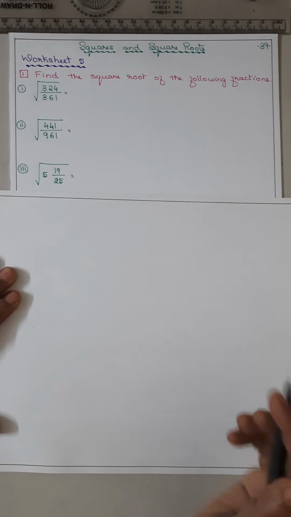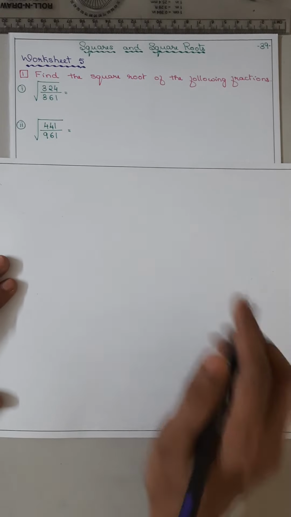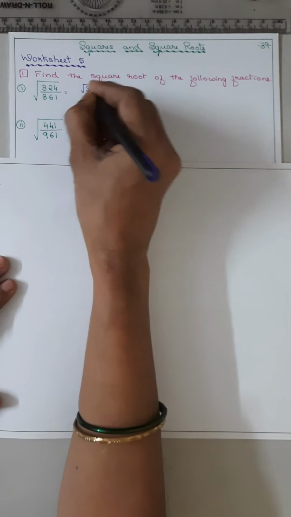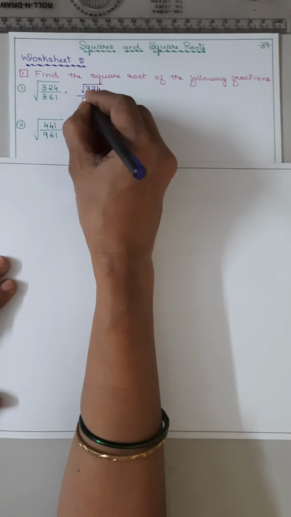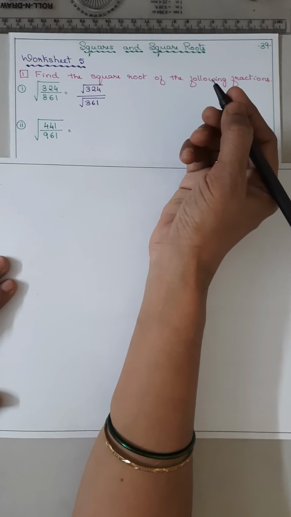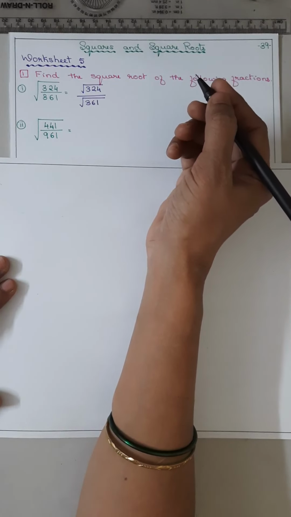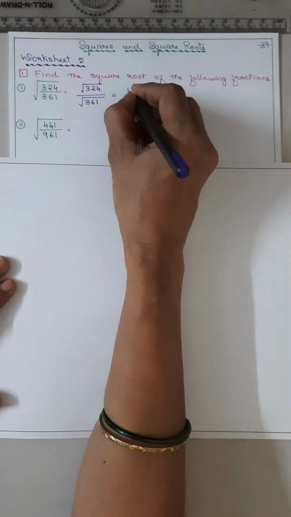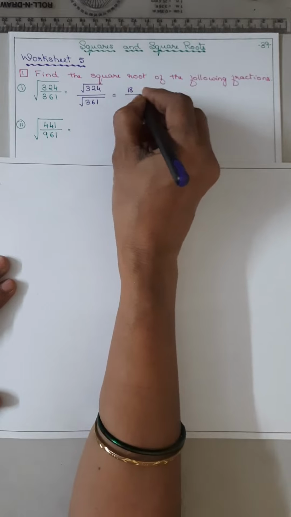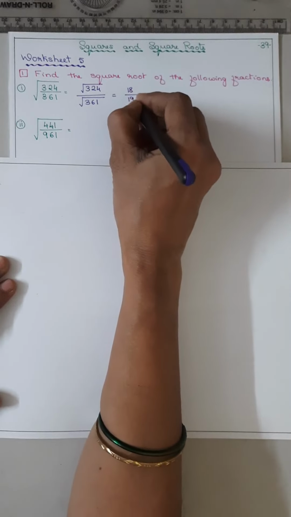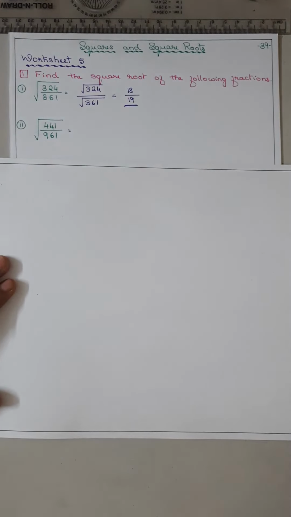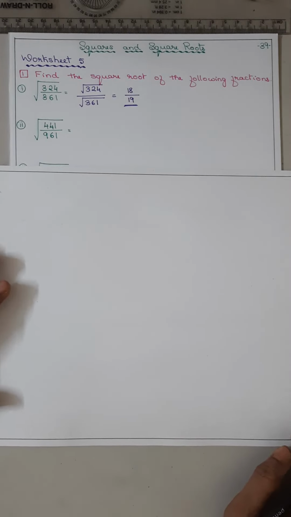When a fraction or a rational number is given, the square root of the numerator is divided by the square root of the denominator, isn't it? Find the square root of the numerator and the denominator separately. So 324, whose square is it? 18, and 361 is of 19. You know the tables of the squares, isn't it? So from that you can write directly. If it is a bigger number, show the method.